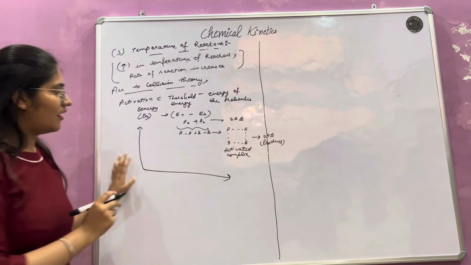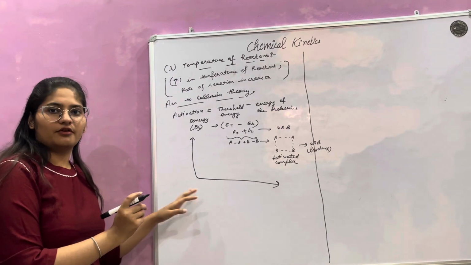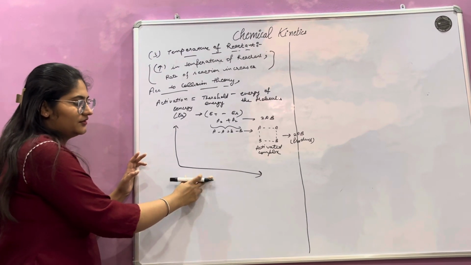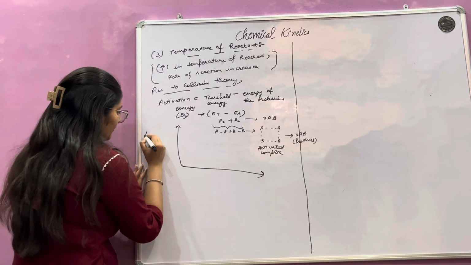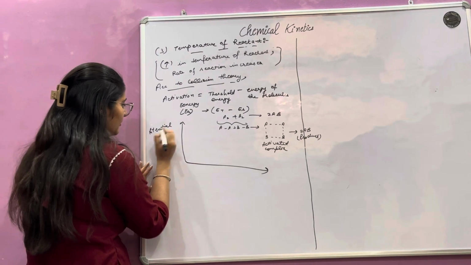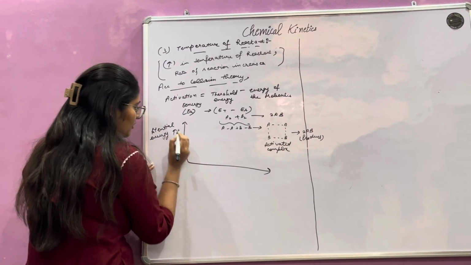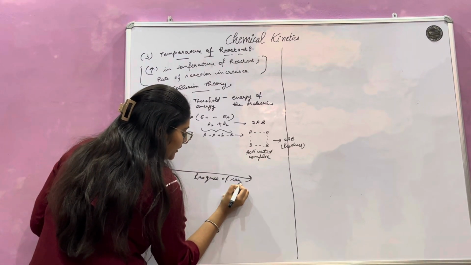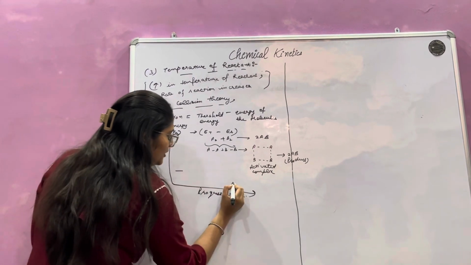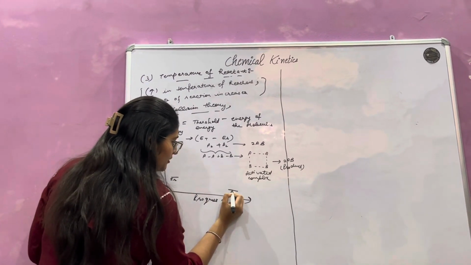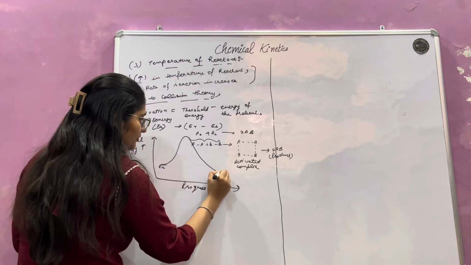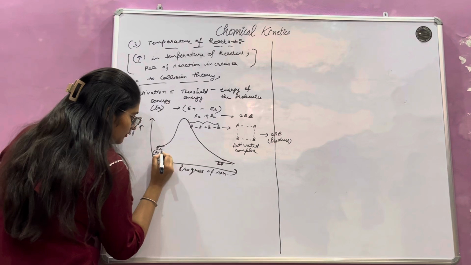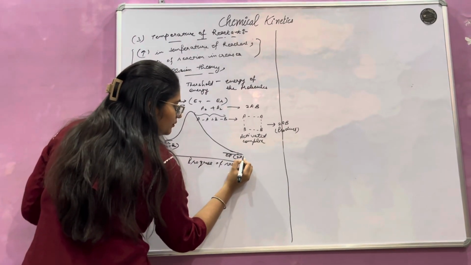The graph will be potential energy versus progress of reaction. Potential energy is represented on the y-axis and progress of reaction is represented on the x-axis. This is ER, energy of reactant, and energy of product. And this is A2 plus B2, and 2AB.